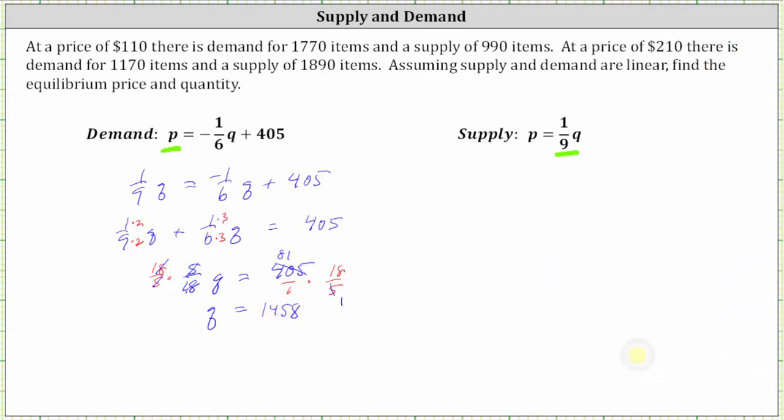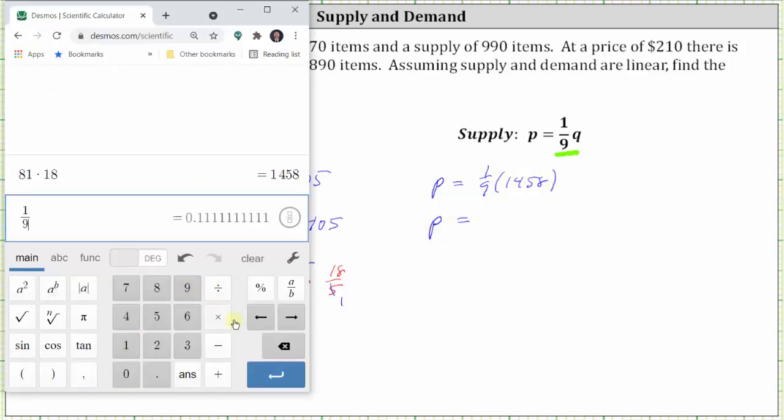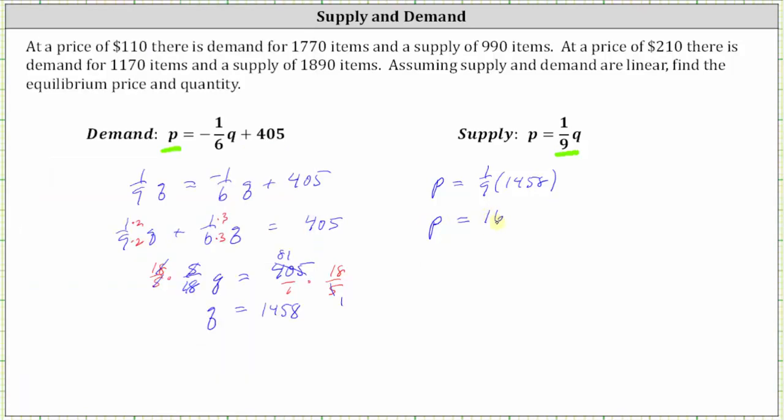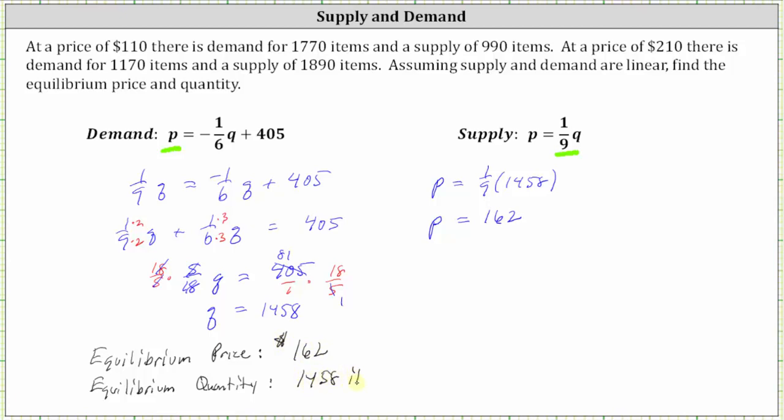And now we need to find the price. The price is equal to 1/9 times Q, which we now know is 1,458, which equals 162. Now we know the equilibrium price is $162, and we know the equilibrium quantity is 1,458 items.